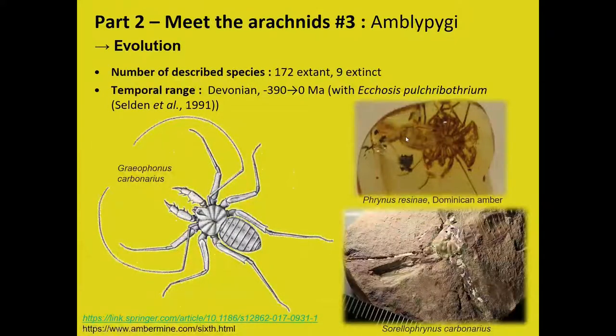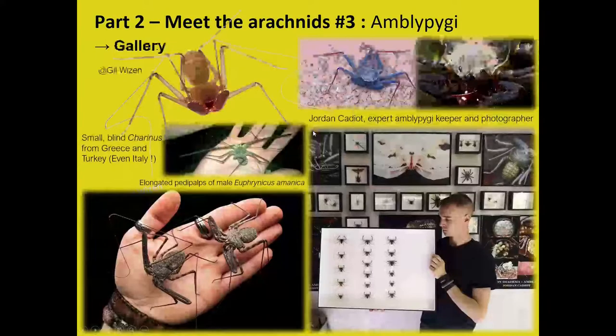Next slide. So, same, we have a few fossils, in amber and in rock. We have a few reconstructions of what they looked like a million years ago. And, since there is no venom, the prey is left alive to be eaten by treacherous fangs. So, I don't want to be an insect that is eaten by an amblypygid, that's for sure. So, we know a few extinct species. And now for more pics about them.